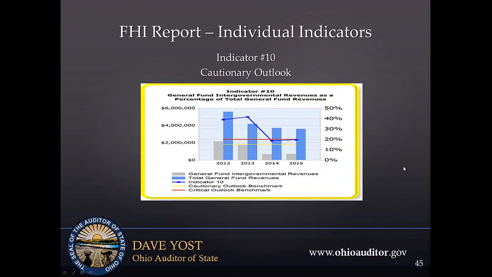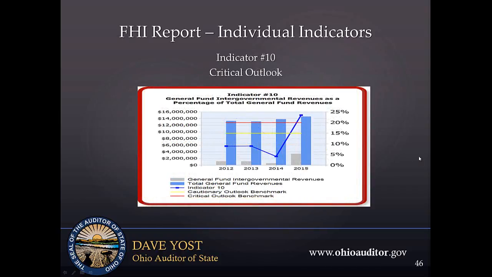For the cautionary outlook, the current year's blue dot would fall between the red and yellow lines, indicating a cautionary outlook. For the critical outlook, the blue dot for the current year is reflected above the red line, indicating they have more than 20% intergovernmental revenues in their total general fund revenues.